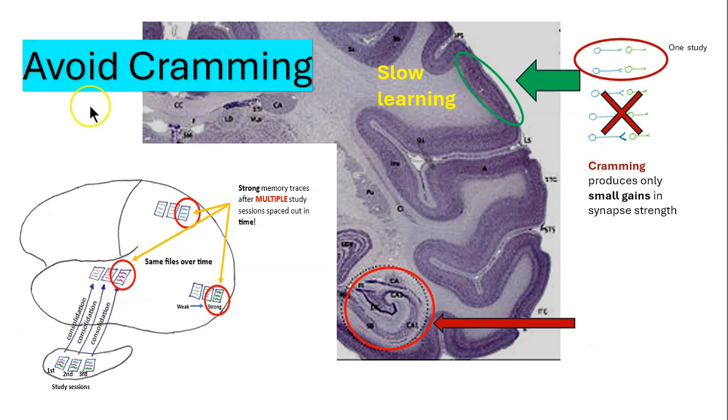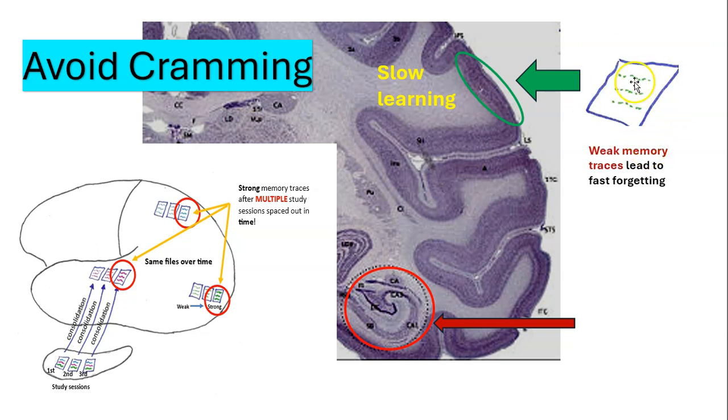Now, the flip side of this is we want to avoid cramming. Cramming, by definition, means we just study once before the assessment. Cramming produces only small gains in synapse strength, again, because of the low plasticity neurons, which means we'll be left with weak memory traces, and that'll lead to fast forgetting.